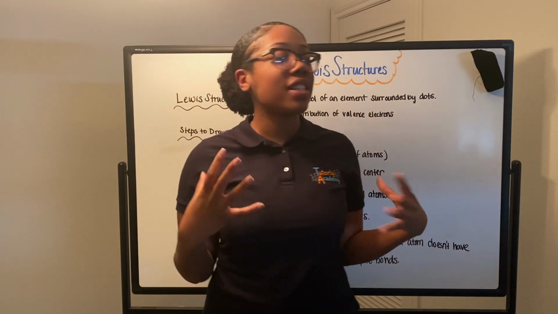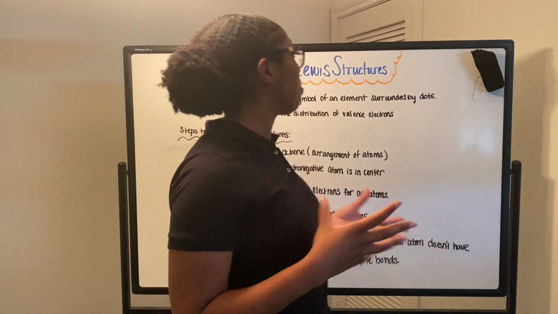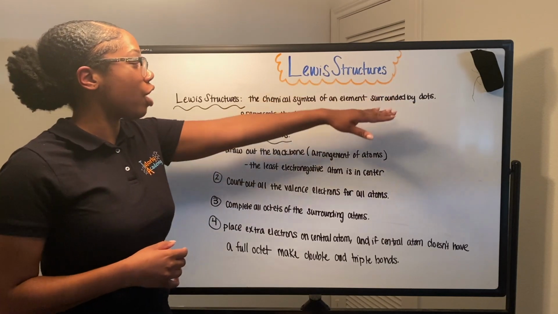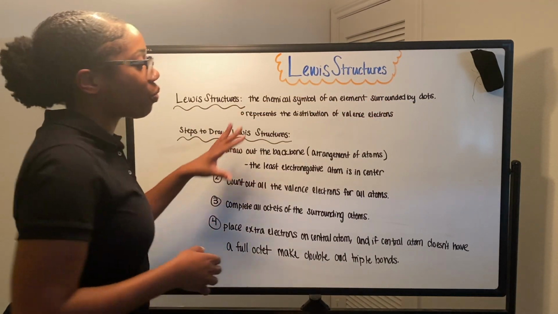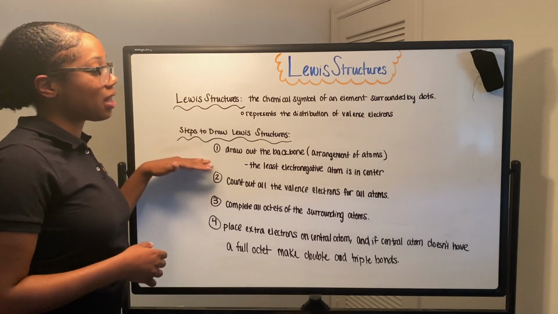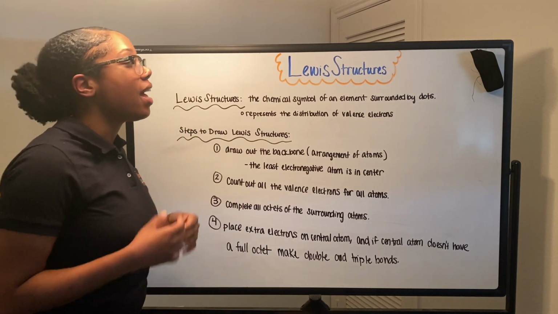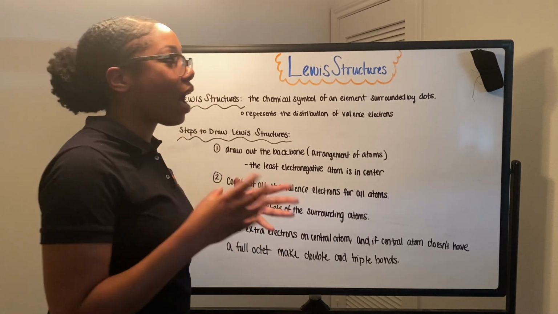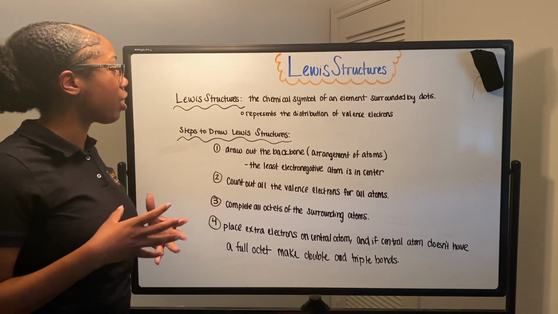So today we are continuing our playlist on bonding and chemical interactions, and we will be focused on Lewis structures. First we're going to go through very briefly what a Lewis structure is, and then the steps to draw a Lewis structure, and then we are going to go through a few examples to illustrate how you should go about drawing a Lewis structure.